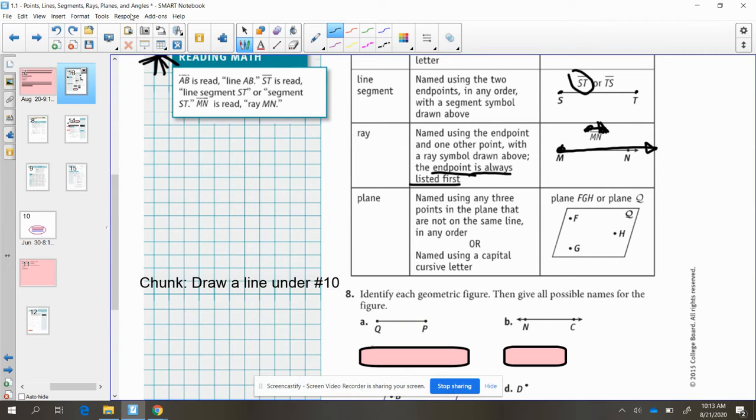So they can be called plane FGH, or you can call it plane HGF or plane GFH, just any combination of those 3 points. Or you'll notice this big curly Q letter up here, this kind of cursive letter. You could also just call it plane, whatever the cursive letter is for that particular plane. Now, if you're confused on any of that, I highly recommend going back and listening to any piece that you may have questions on.